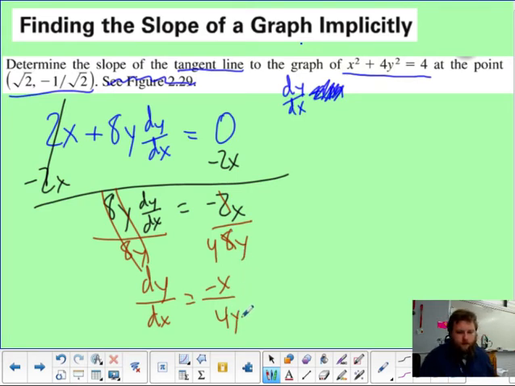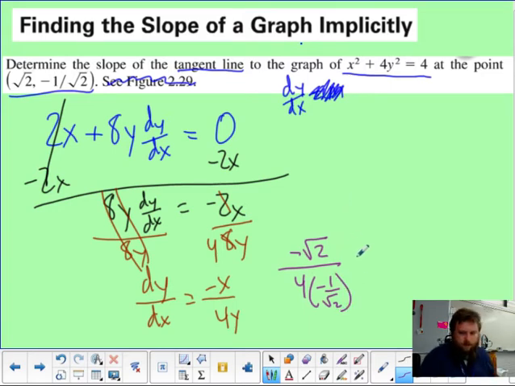Perfect. So there's my function, but I have to find a specific point. So at that specific point, I'm just going to plug in my x and y values. So that's going to be negative square root of 2 over 4 times negative 1 over square root of 2.